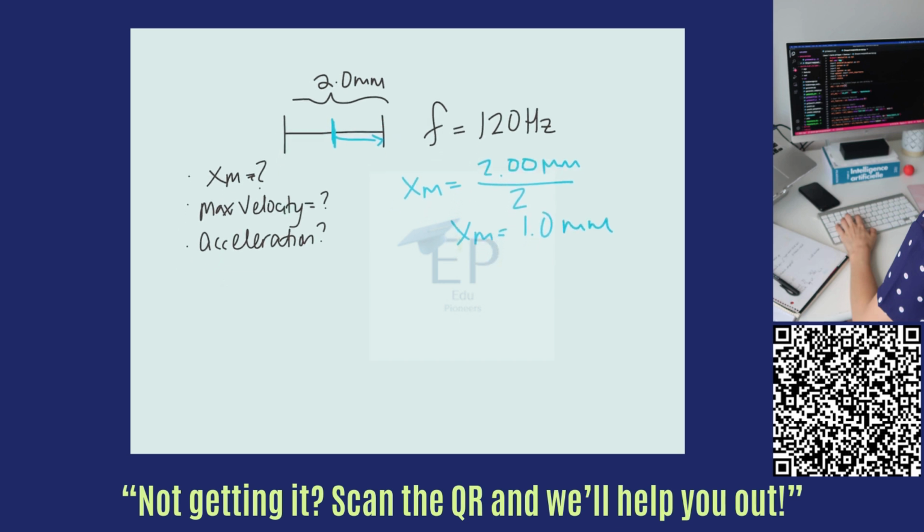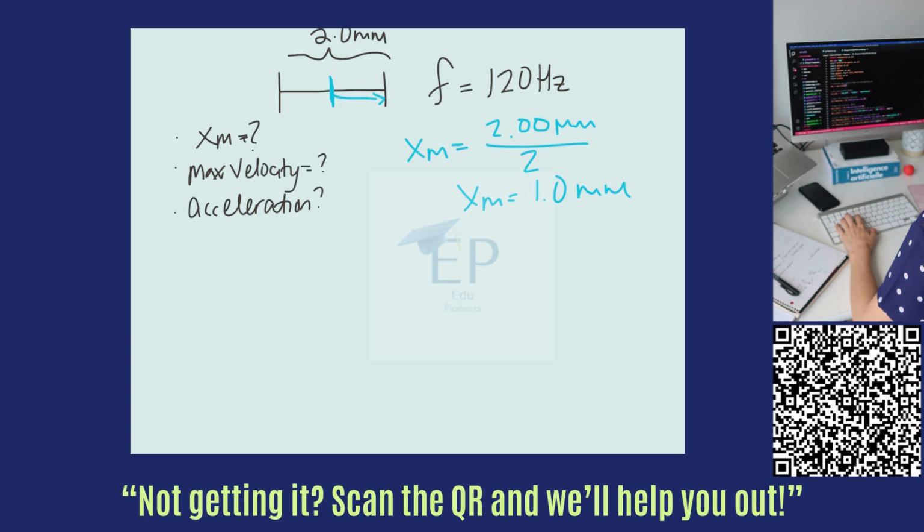The next part, finding our max velocity, we're going to use the equation velocity equals omega times amplitude. However, we don't have omega in this situation. We don't have enough information to substitute in a number for that.